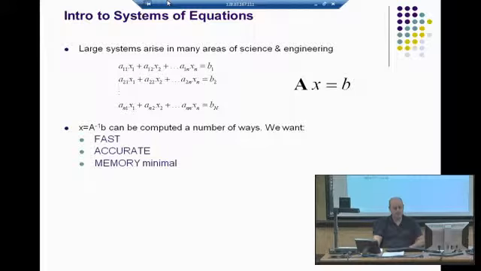So given A and given B, we want to find X, or another way to do it is say X is equal to A inverse times B in such a way that it's fast, it's accurate, and it doesn't use a lot of memory. And to be honest, there are hundreds of different ways of solving a linear system of equations. They all have advantages and disadvantages.